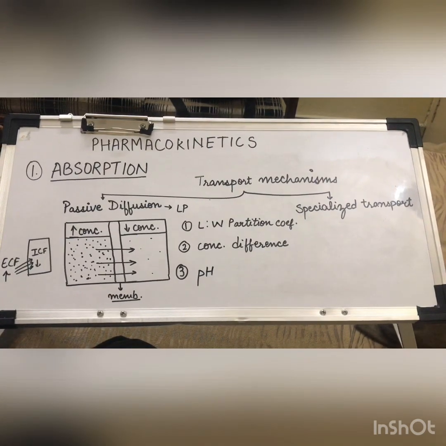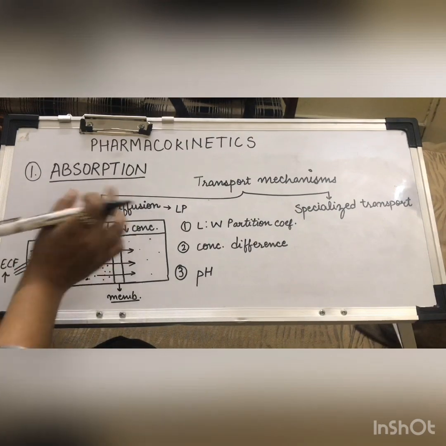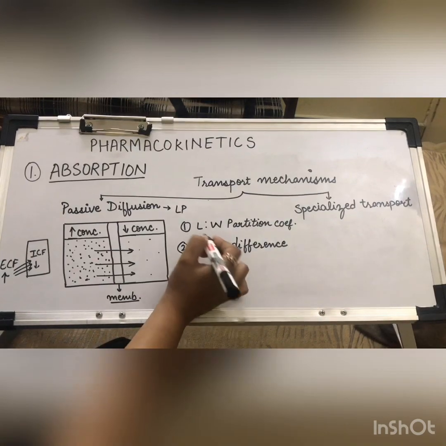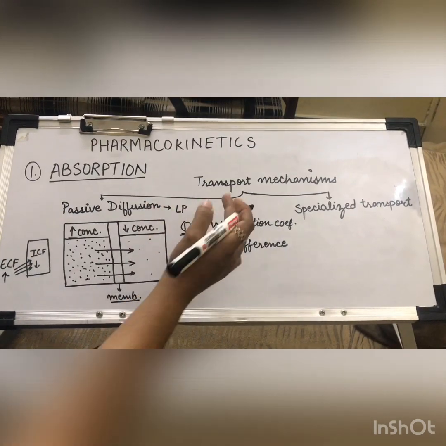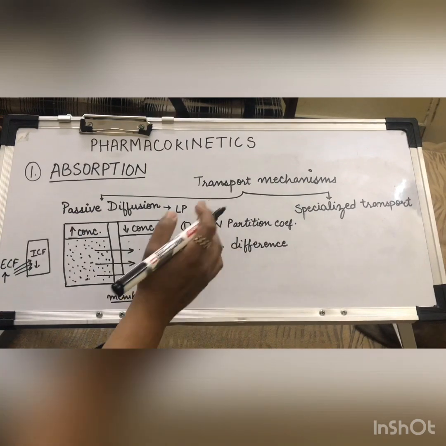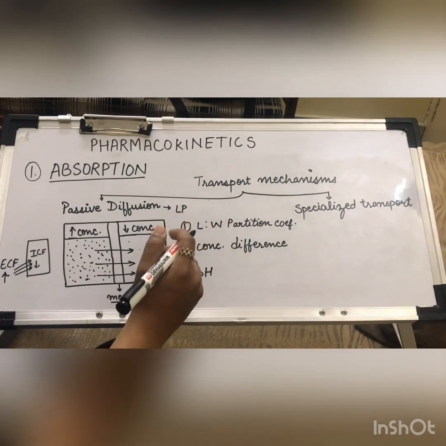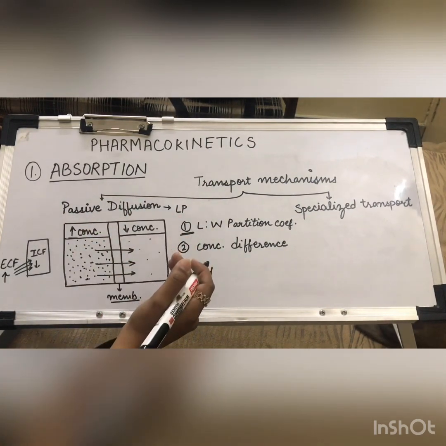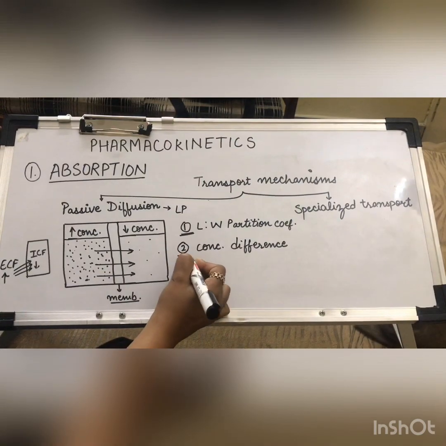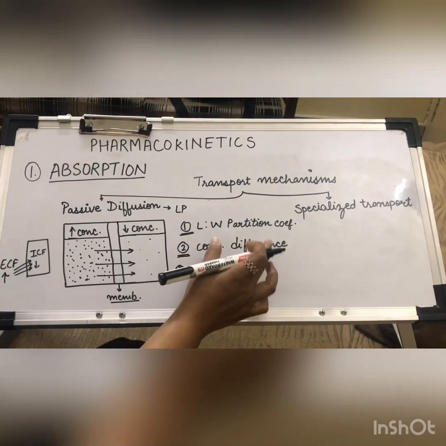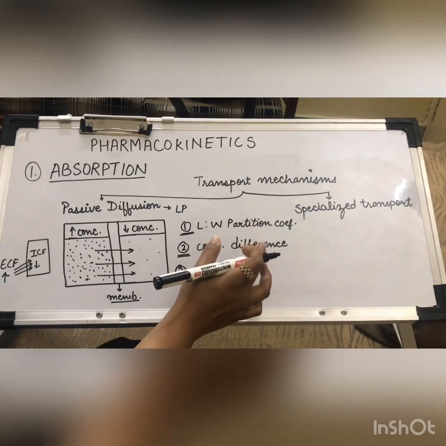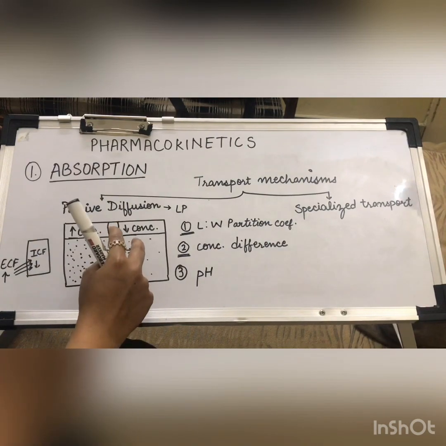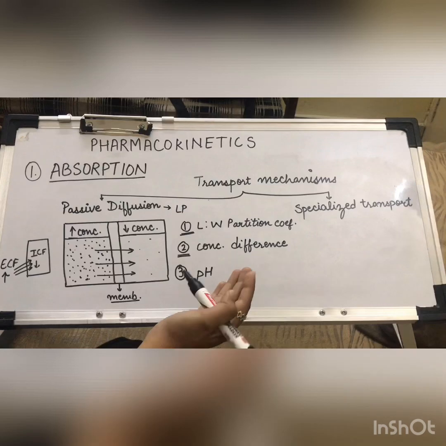Now there are certain factors which influence this passive diffusion of drug across the cell membrane. First is lipid water partitioning coefficient. The higher the partitioning coefficient, that is, the higher the lipophilicity of the drug, more will be the rate of transport. Second is concentration difference. Concentration of the drug that differs on the two sides. Higher this concentration difference on the two sides, faster will be the diffusion.